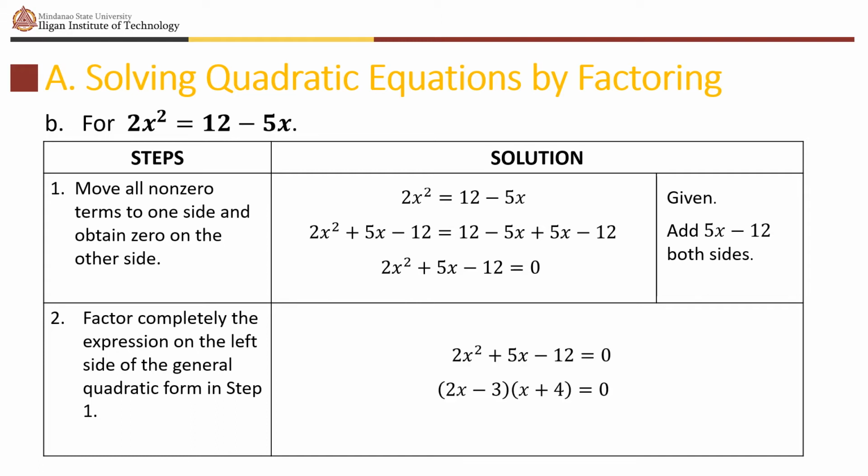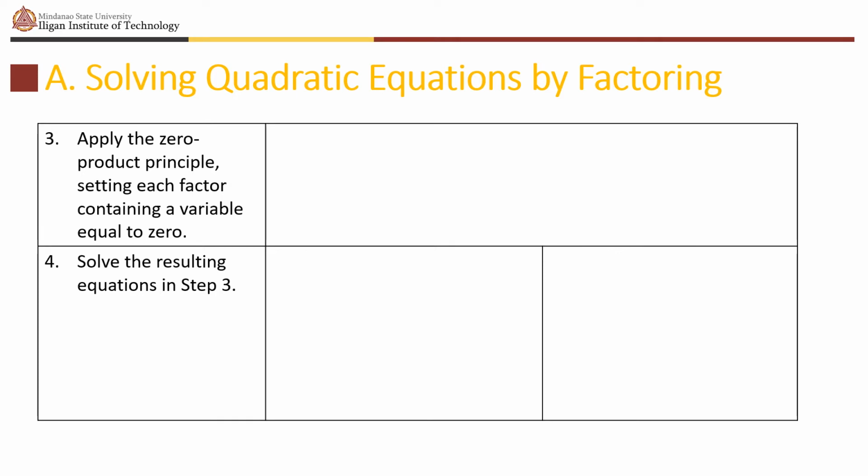Then you can factor completely. Let's see, the factors here are 2x minus 3 and x plus 4. 2x times x will give us 2x squared, minus 3x plus 4 times 2x is 8x will give us 5x, and negative 3 times 4 is actually equal to negative 12. So the factors are correct. And then apply the principle, setting each factor containing a variable equal to 0. So you have 2x minus 3 equal to 0 or x plus 4 equal to 0.